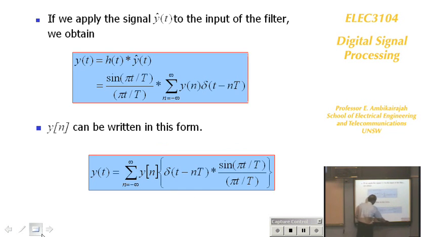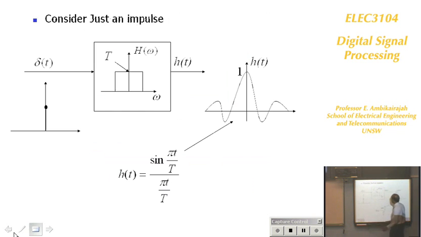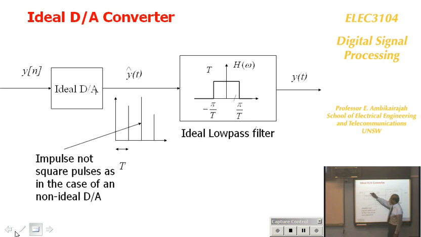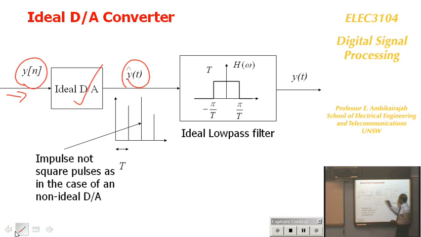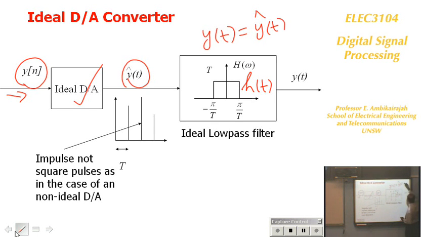If you understood this, all you are saying is that if this is your diagram, this is your impulse. So let me go back one more. This is your ideal D2A converter, coming from your processor, the digital signal processor. This is your D2A converter giving you impulses, and that goes into a low-pass filter, which has an impulse response h(t). So you say y(t), my analog output, equals ŷ(t), the ideal D2A converter output, convolved with h(t), the impulse response. We have shown that for a low-pass filter, h(t) is the sin(x)/x function.